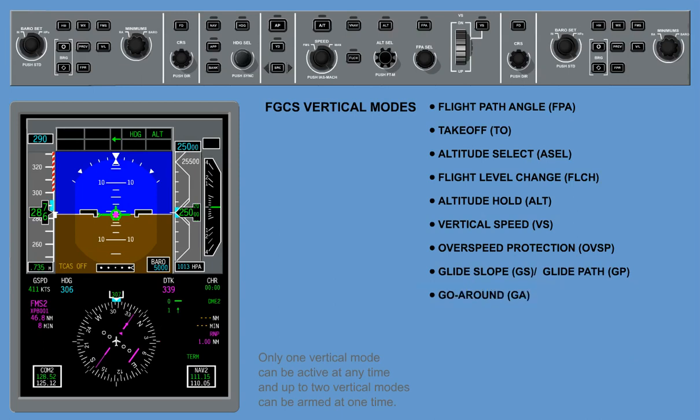Go-Around, GA, Vertical Navigation, VNAV, with submodes V Flight Level Change, V Path, V Altitude Select, V Altitude, and V Glide Path. Wind shear, WSHR.